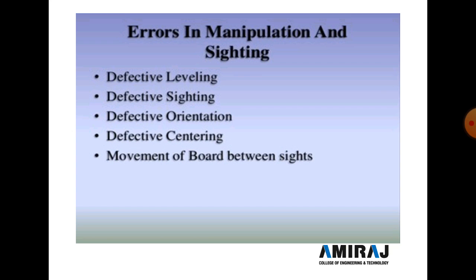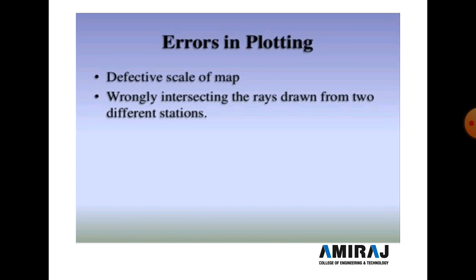Now the second type of error is the error in manipulation and sighting, like defective leveling, defective sighting, defective orientation, defective centering, and movement of the board between the sights. These are the errors in manipulation and sighting. If leveling is not perfectly done, the table is uneven, or if sighting is not perfectly done, these are errors in sighting.